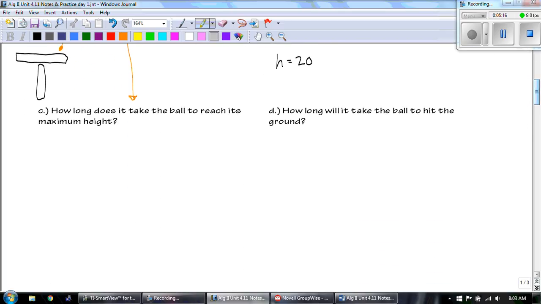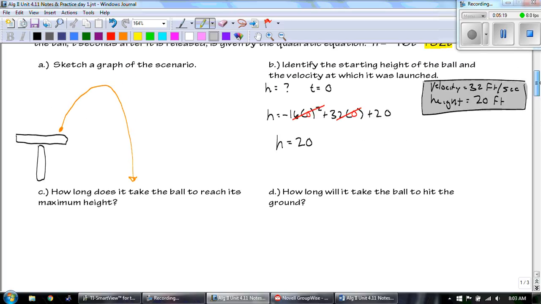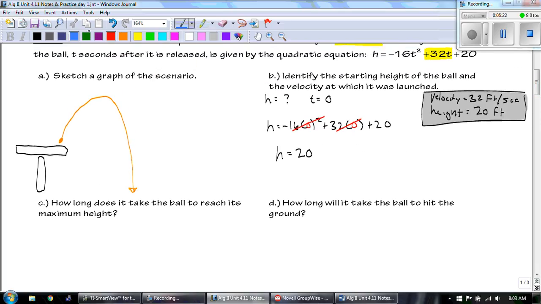All right, how long does it take for the ball to reach its maximum height? Well, the maximum height is going to be right here. Sorry, my graph isn't perfect, in the middle. And we know that in the middle is the vertex, okay? So we need to find the vertex. And if we're finding the vertex, that means we're going to use h equals the opposite of b over 2 times a, okay? So just real quick, I'm going to write down that this was 20 feet is where we started.